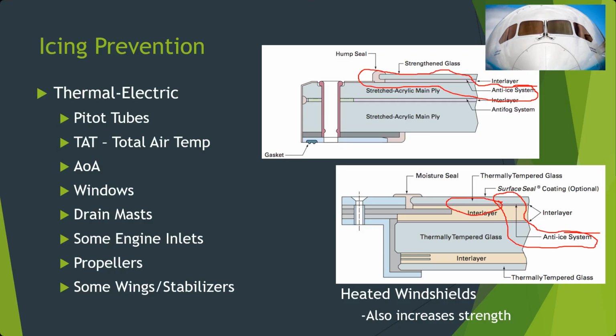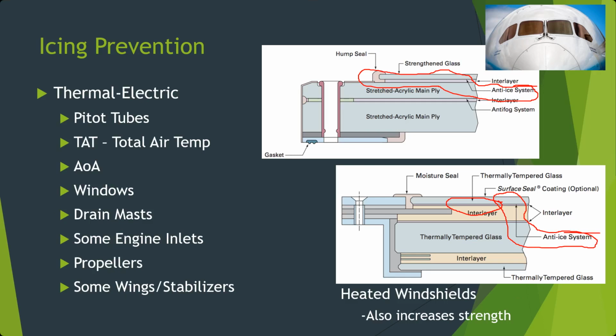The window heat is actually run almost all the time, and not necessarily for ice prevention. By keeping that window warmer, it makes it less brittle, so it makes it stronger in case of an impact. And so it has kind of a double advantage and it's run all the time.